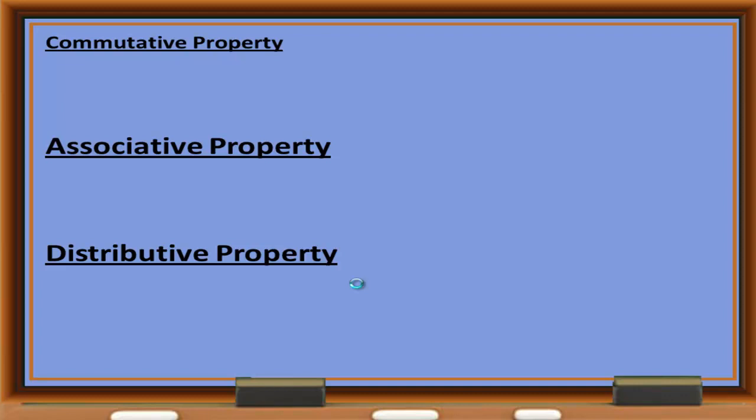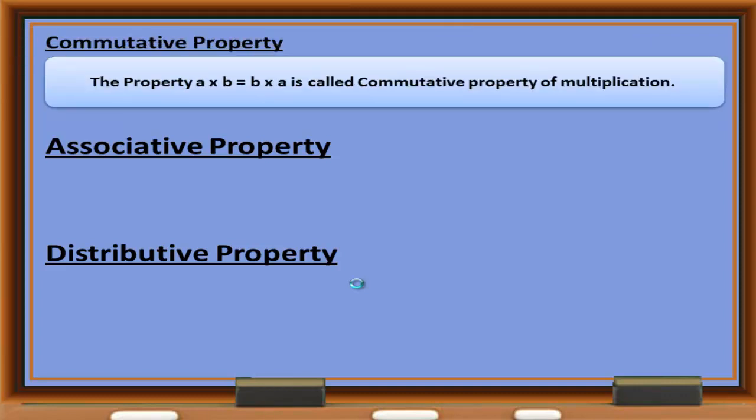What is the commutative property? The commutative property says A times B is equal to B times A, which is called the commutative property of multiplication. Whether you change the order of the numbers, it doesn't matter. It's all the same.